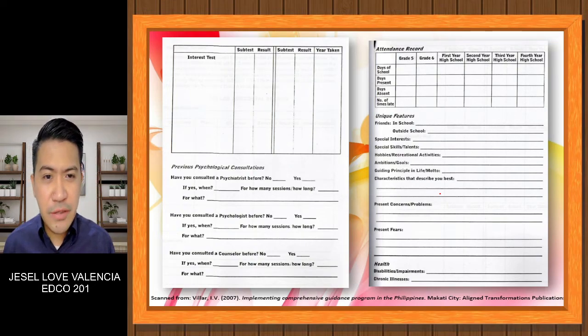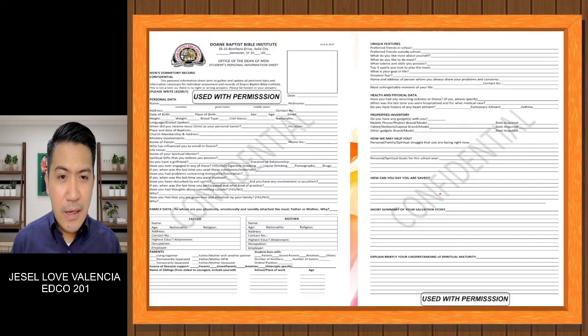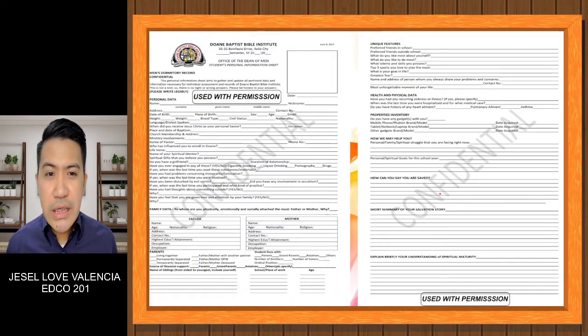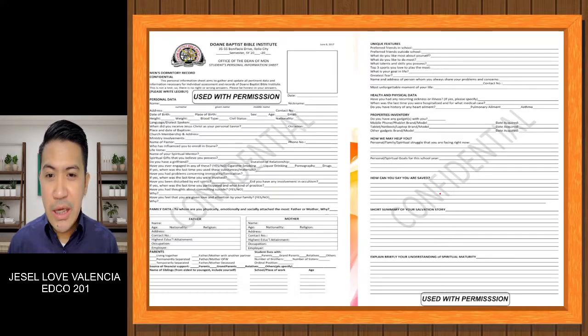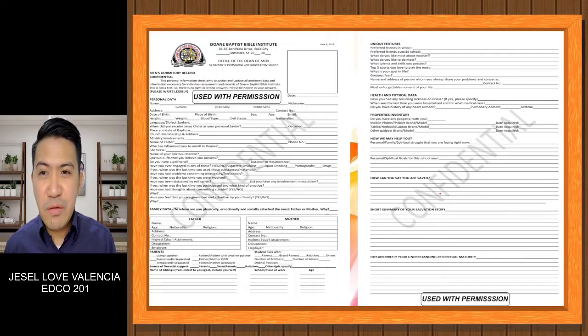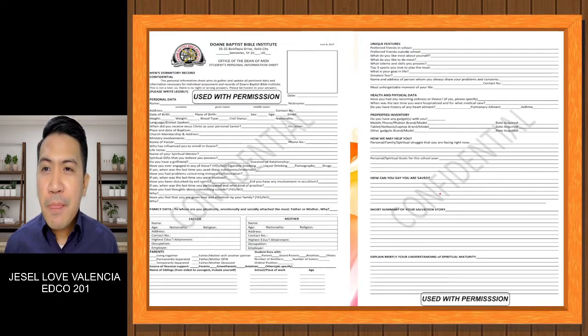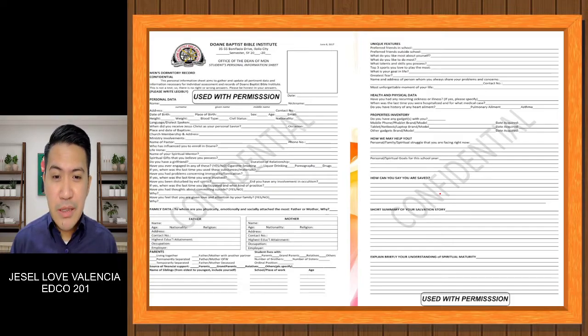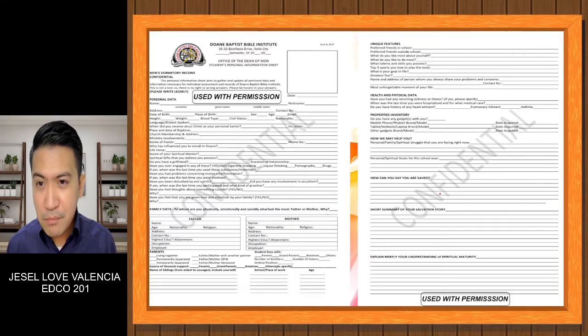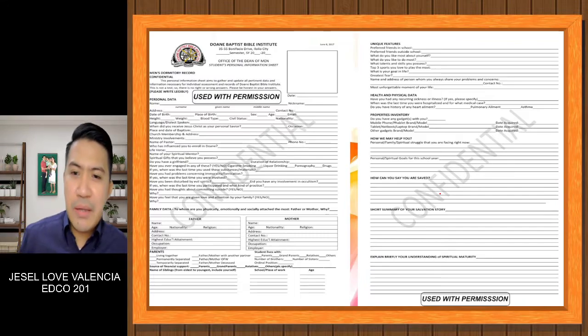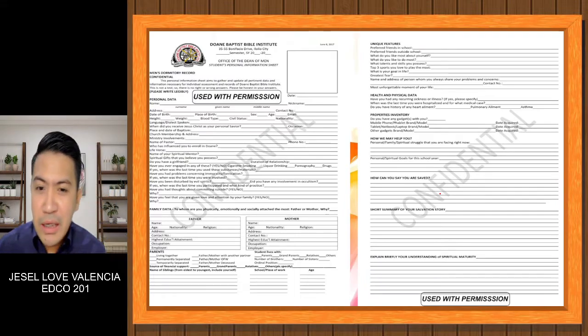So we have here also the unique features, and then others. This is from our school, the Don Baptist Bible Institute, of which you can see the similarities with the previous individual inventory that I have shown to you. It's just that since this is an individual inventory of the seminary, we have revised some of that. For the personal data, they are the same. Then in the family data, we added something here.